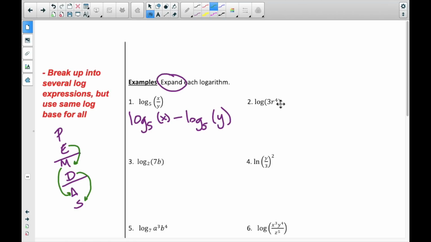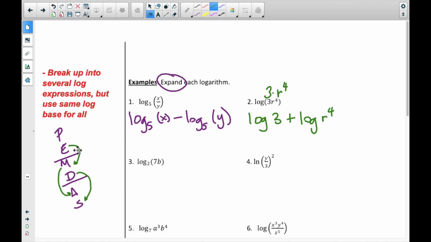This time we have a couple of things going on. Remember when we learned exponents that what this really is is 3 times r to the 4th. In other words, that 4 does not go on to that 3. It only is on the r. So this is a multiplication problem. Multiplication means we add. So we're going to have the log of 3 plus the log of r to the 4th. We can do it one more time because we have a power.